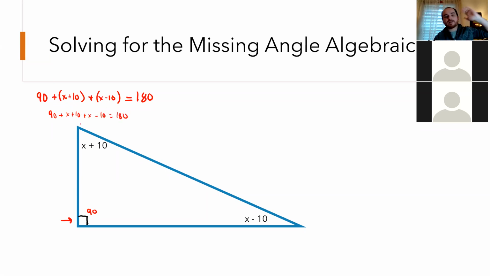And then we're going to combine our like terms. So we have a plus x and we have a plus x, that's 2x. Then we have a plus 90, a plus 10, and a minus 10. So 90 plus 10 minus 10 is just 90. So we have 2x plus 90 equals 180. Now, how would I solve this from here? What would be my first step?